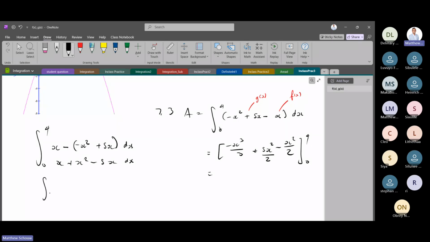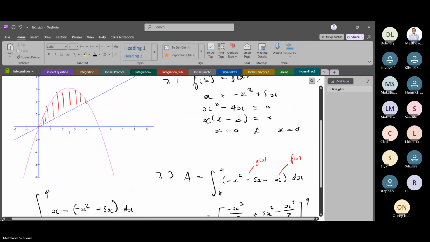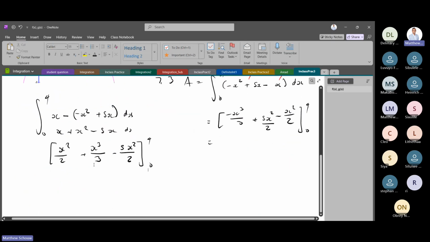No, it doesn't at all. And then if you integrate this, you should get x squared over 2 plus x cubed over 3, and then here you're going to get minus 5x squared over 2. It kind of looks the same, but the only difference is that this is negative and these two are positive, right? I wonder if you might get the same answer. Just try it out and see.